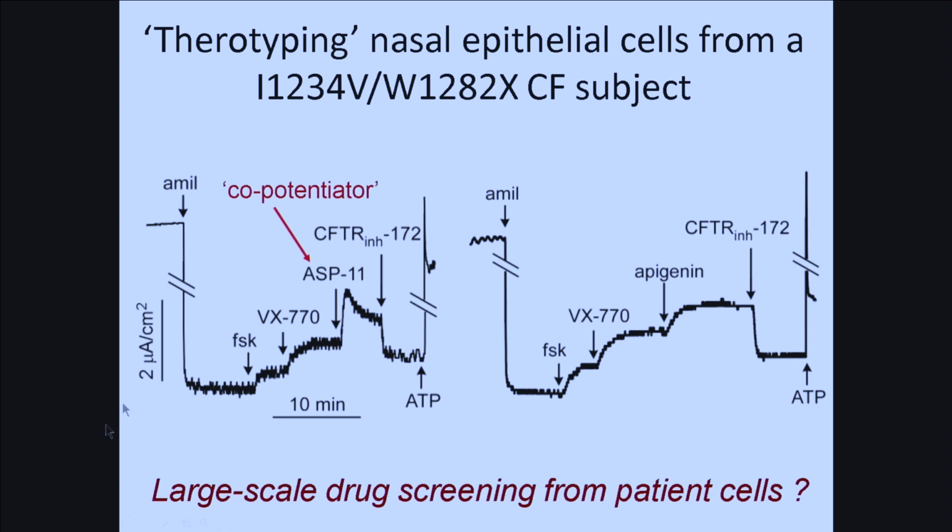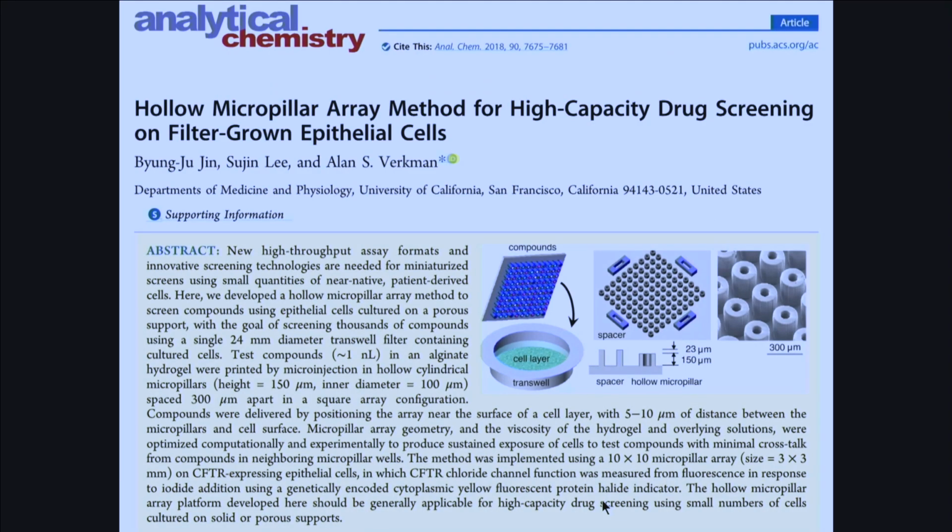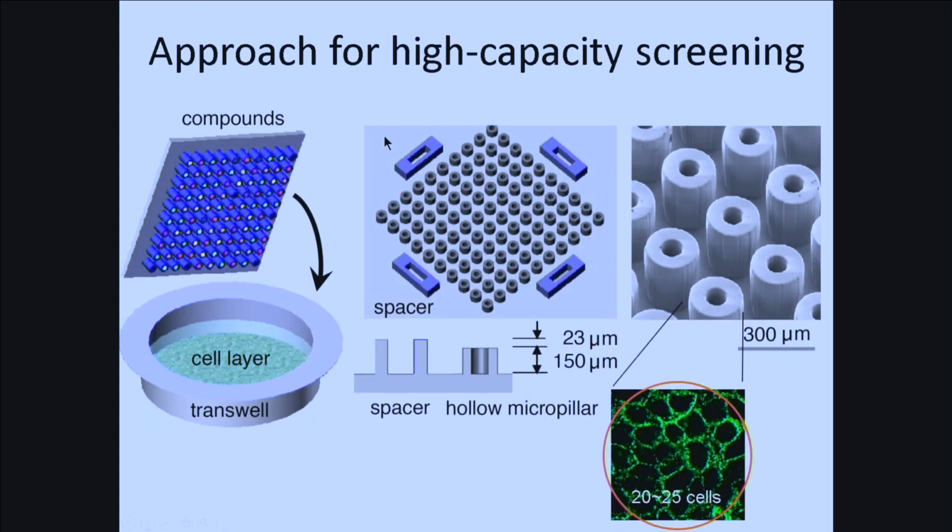But the real goal is to do large-scale screening on patient cells. That is, take a single nasal brushing from a patient and look at even tens of thousands of compounds. We're clearly not there yet, but we've moved forward in the technology. This is a paper we published last month in Analytical Biochemistry, a hollow micropillar array method for high-content drug screening on filter-grown epithelial cells. And the way this works is we microfabricate what's called a micropillar array of hollow cylinders containing holes, as shown on the right in a scanning electron micrograph.